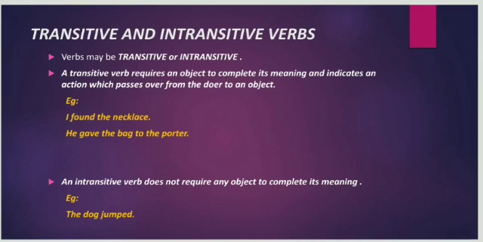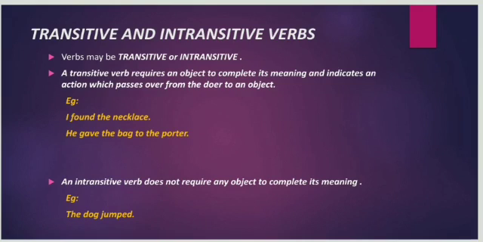Okay, for example, for the transitive one, I found the necklace. So in this sentence, I is subject, found is verb, and the necklace is object. There can be one object, there can be two objects, it depends on the sentence. Fine. Now the second one is intransitive verb.